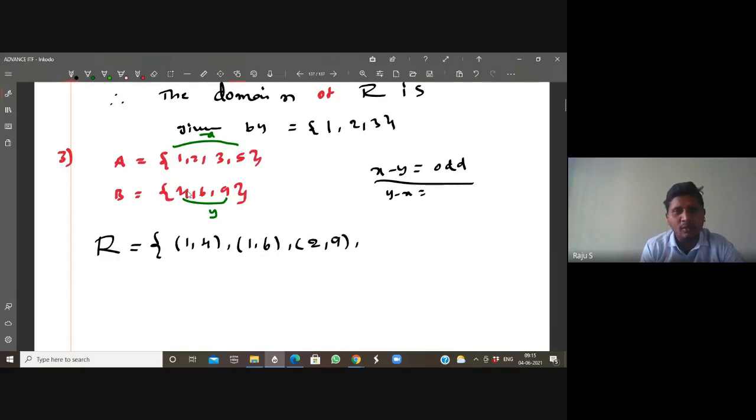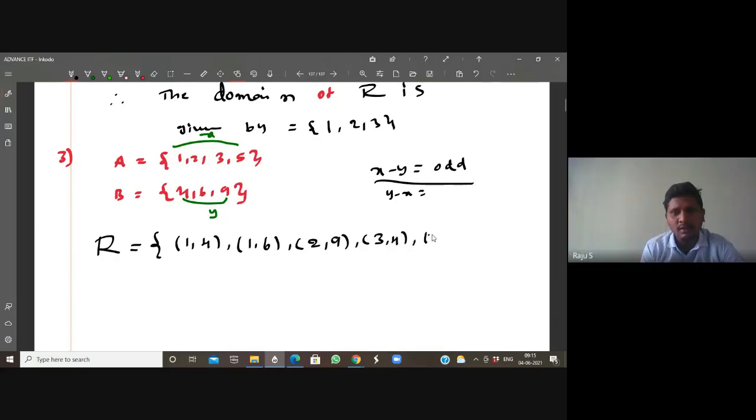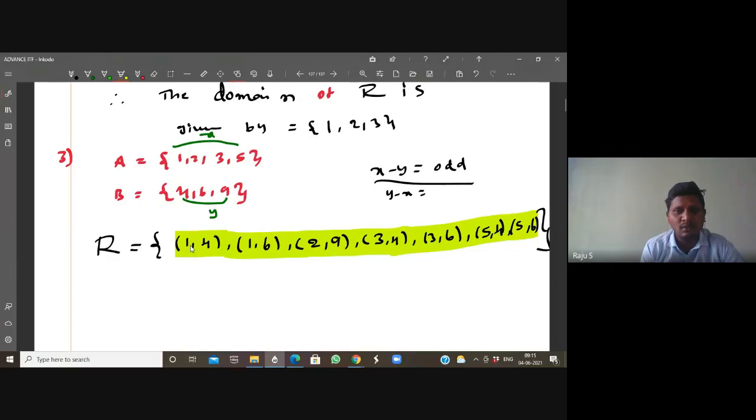2, 9. Don't take 2, 4 because the difference is even, right? Then 3, 4. Then 3, 6. Okay, 5, 4. 5, 6. Exactly. Is it clear, students? If you observe, you can take any ordered pair here. The difference between those numbers will be odd: 4 minus 1, 6 minus 1, 1 minus 6, 2 minus 9 or 9 minus 2. These are the possible ordered pairs in roster form.